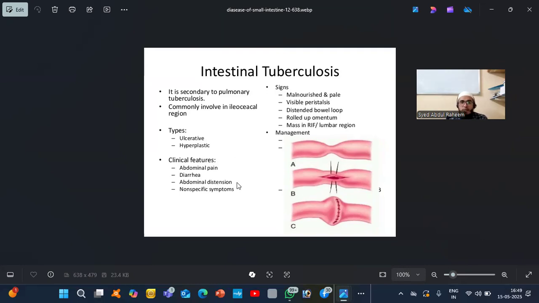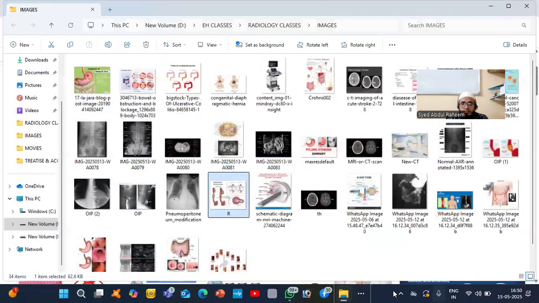So what are the clinical features? Upper abdominal pain, diarrhea, abdominal distension. Some symptoms are malnourishment, pallor, visible peristalsis, distal bowel loop, rolled up omentum, mass in the RIF, and lumbar region. Management and treatment is sometimes surgery. So bowel type TB or intestinal TB, how do we diagnose this? Investigation of choice is CT enterography.